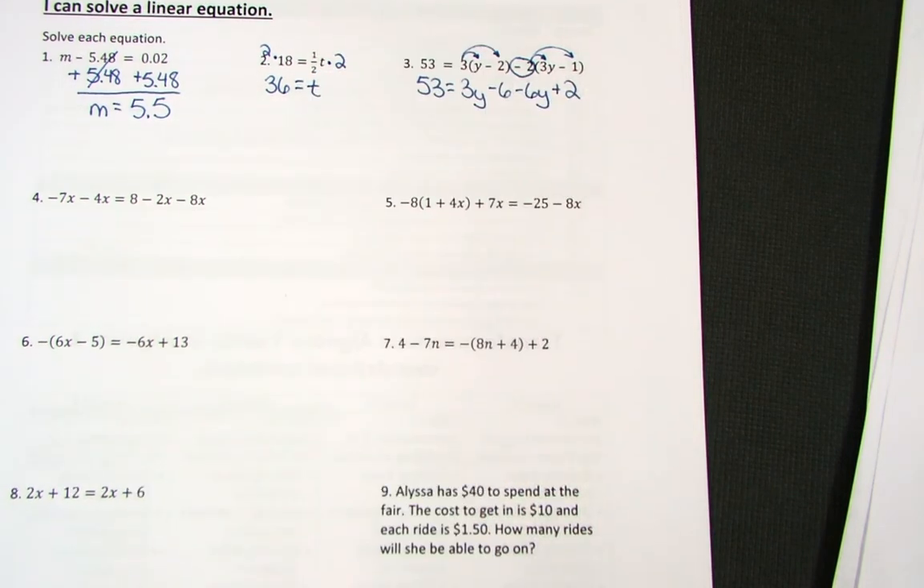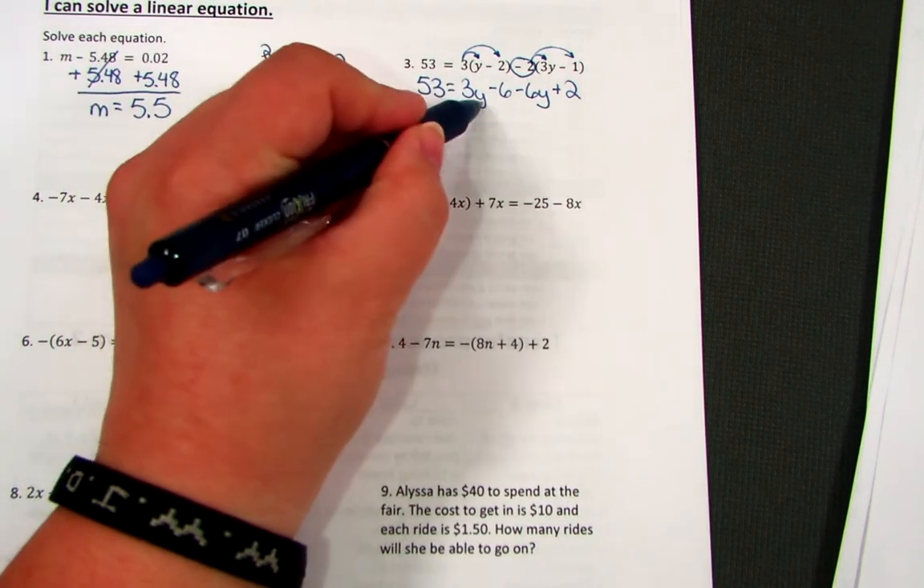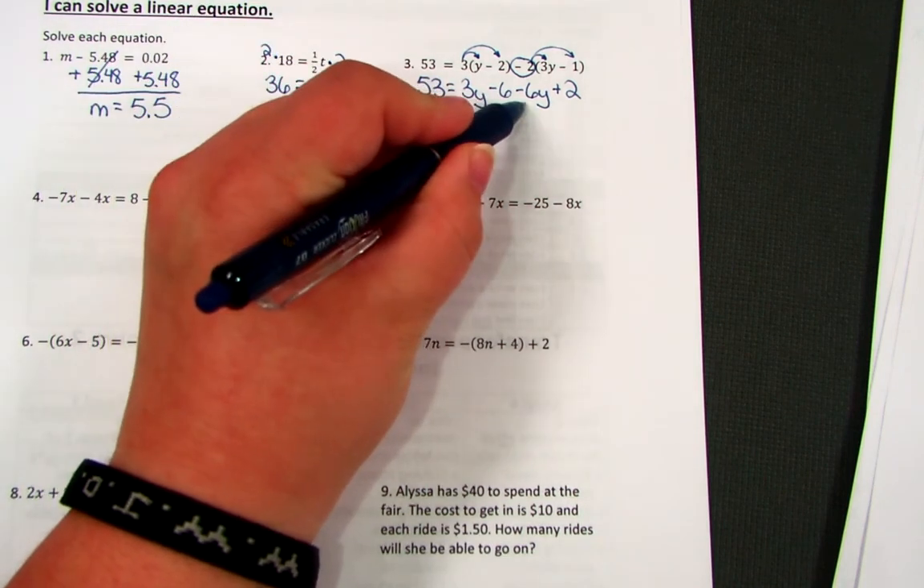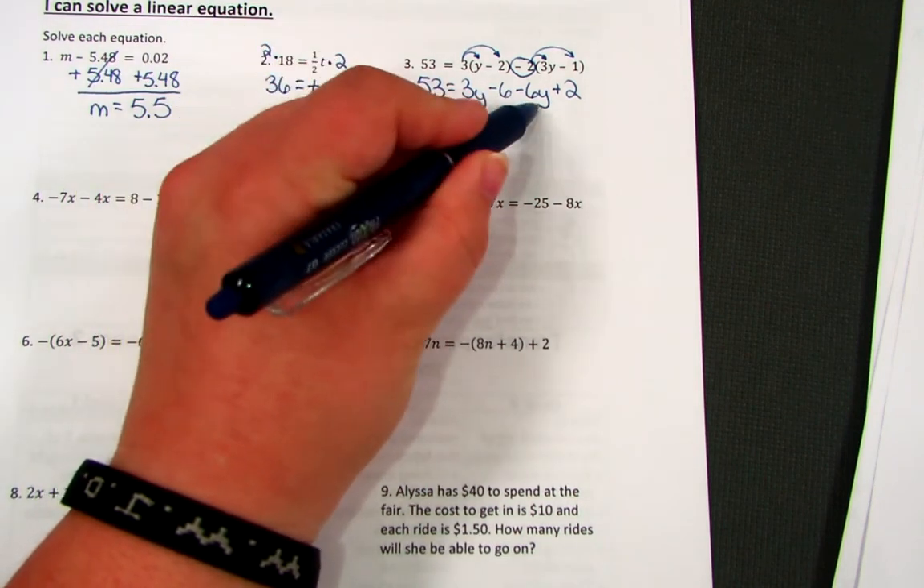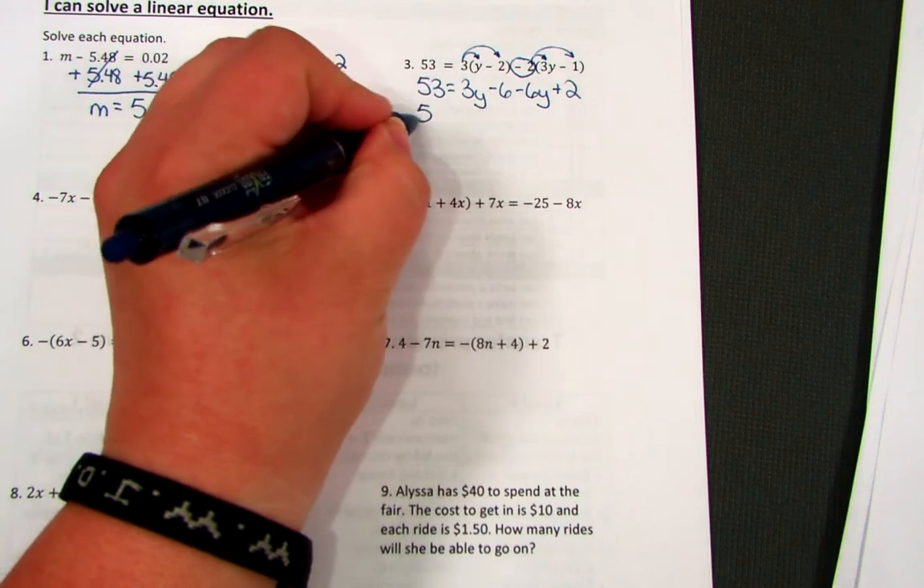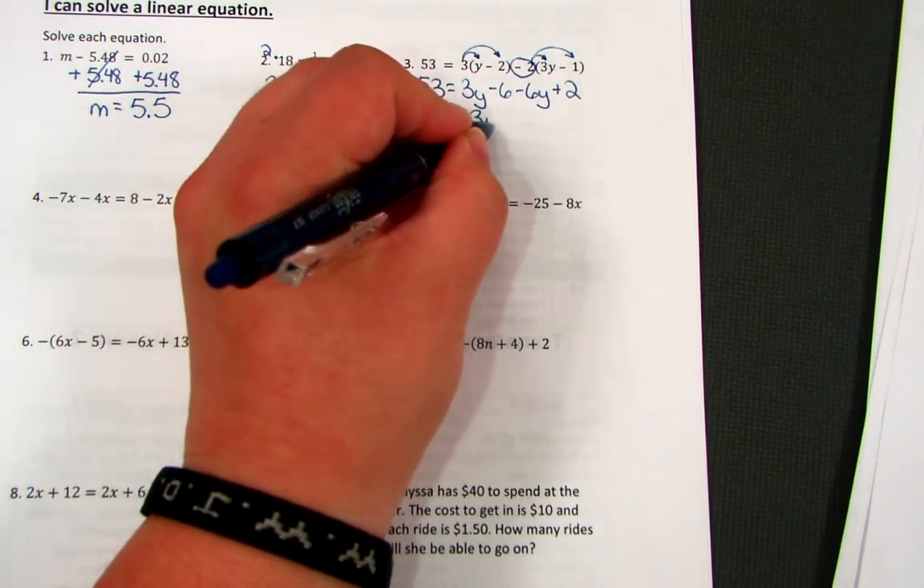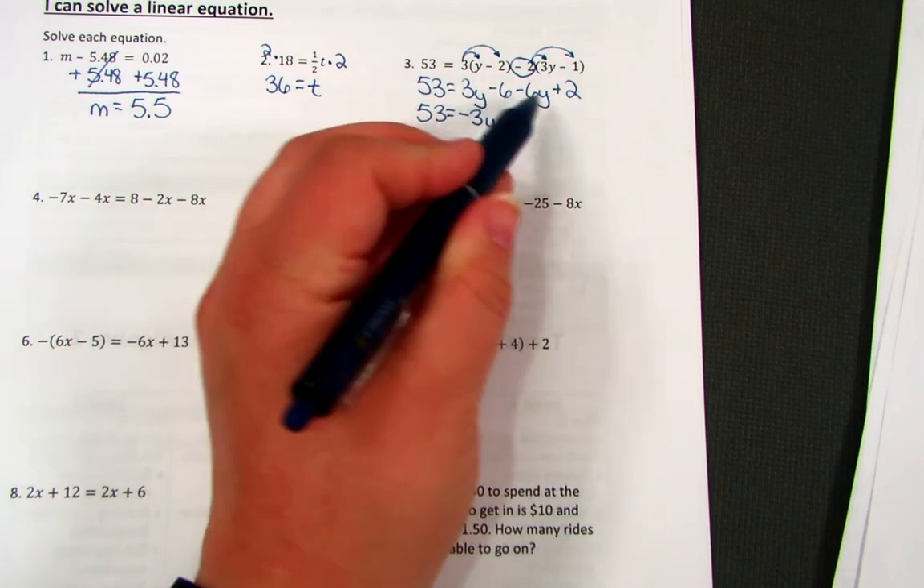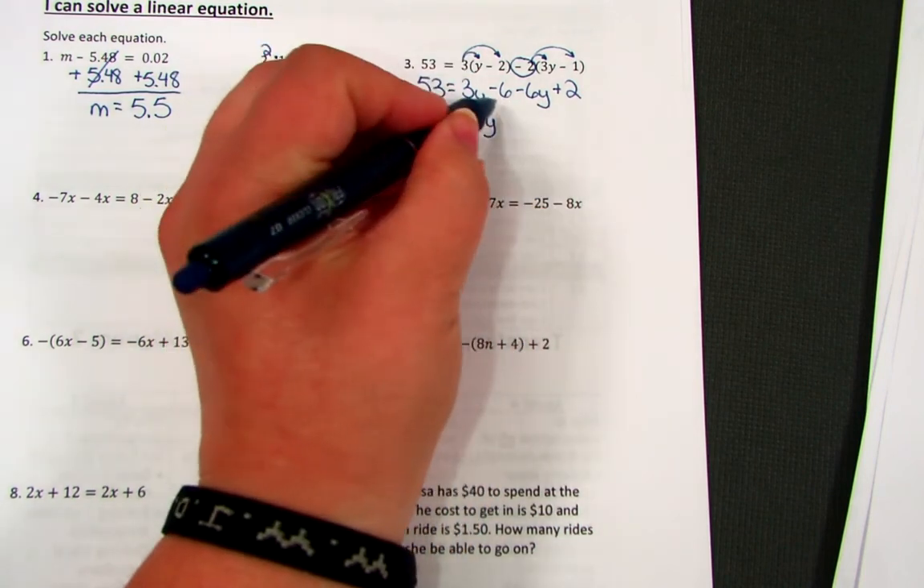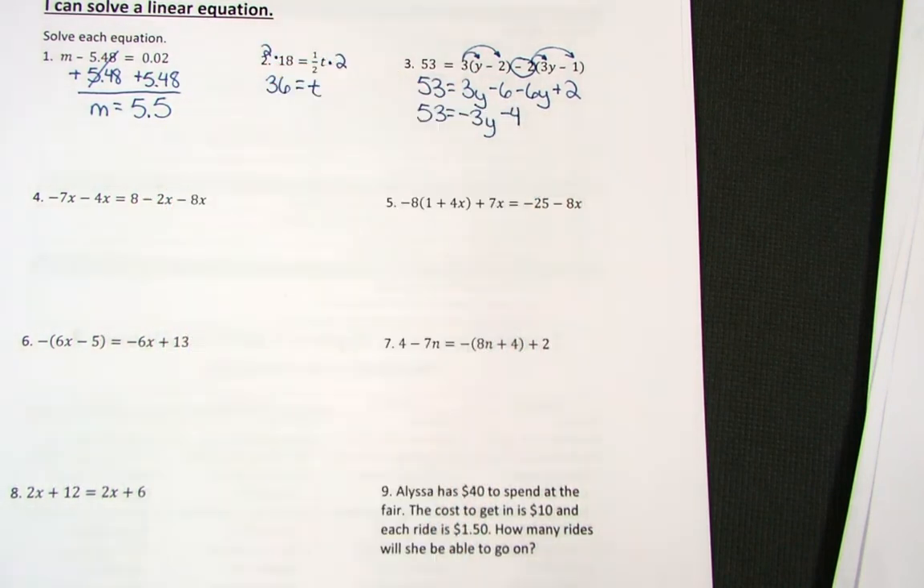Next, we need to combine like terms. I have a 3y and I have a -6y. Those two are able to combine together to give me -3y, and then -6 and +2 can combine together to be -4. It's a lot simpler equation now.